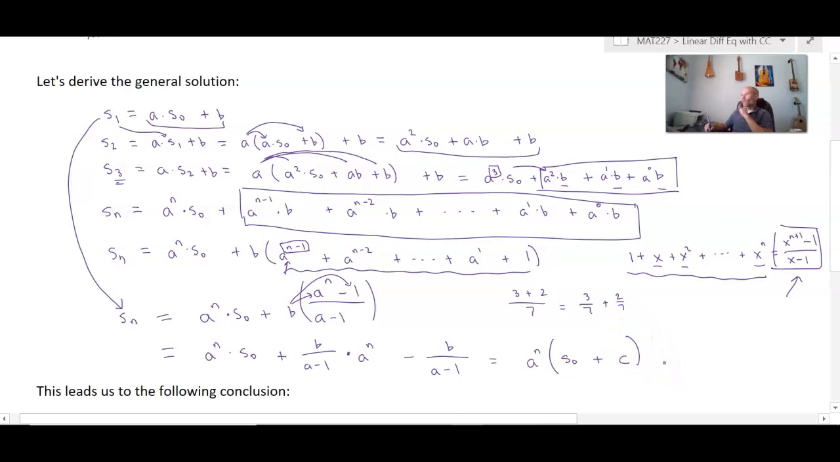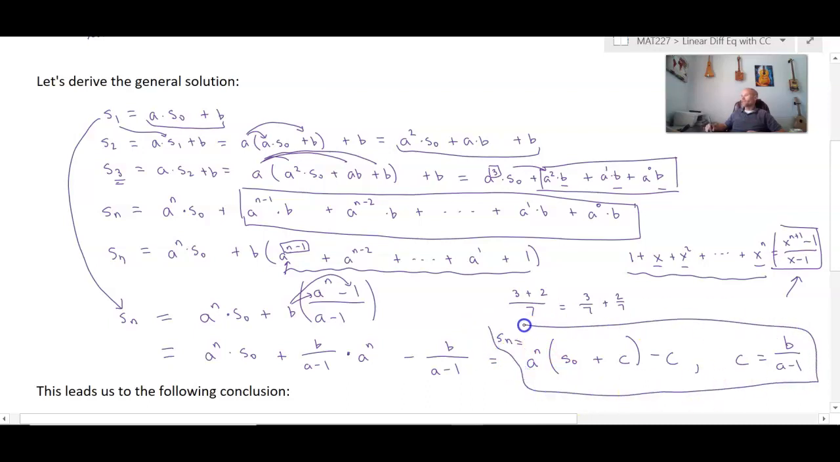And then I will have minus c. So I'm just going to let c take on the value b over a minus 1. Again, that's not something that we have to do. It just makes this look a little bit prettier. So that means that our expression for s sub n equals this expression here.